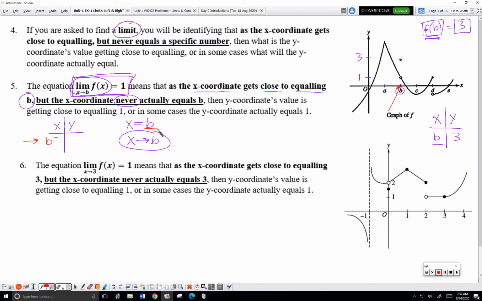So, no, it applies to anything. So b is representing some unknown value, like it could be 2, based on this graph. So no, you can use it with a number.